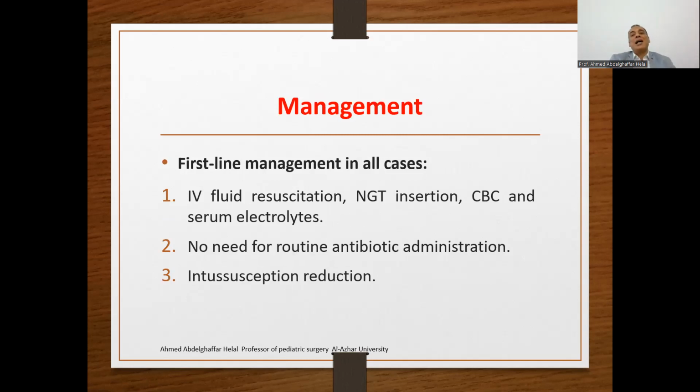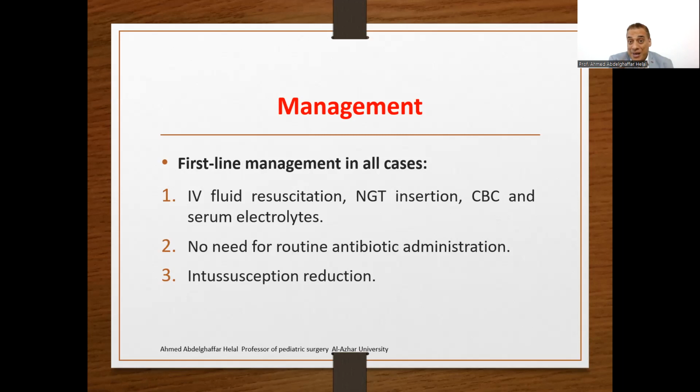Management. How to manage? You are the pediatric surgeon on call and you see a case of intussusception. What to do? The first line management in all cases is intravenous resuscitation, nasogastric insertion to decompress the stomach, CBC and serum electrolytes. However, there is a debate that there is no need for routine antibiotic administration. And the third item, you must reduce the intussusception or relieve the intussusception.